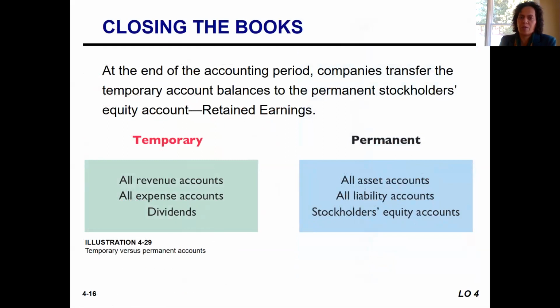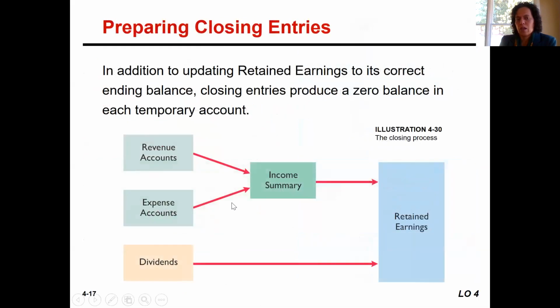What happens after we prepared our financial statements? We close all our temporary accounts. What are temporary accounts? All your revenue accounts, all your expense accounts, and any dividend account you may have. We close these out, and only the permanent accounts stay in your books. So how do we close these accounts? Normal balance for all revenues is credit. Normal balance for all expenses is debit. So you do the opposite and you close them to income summary.